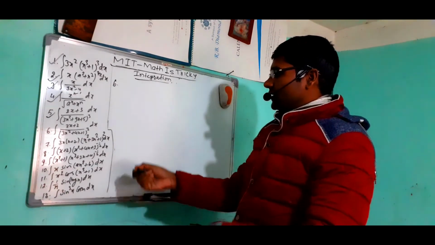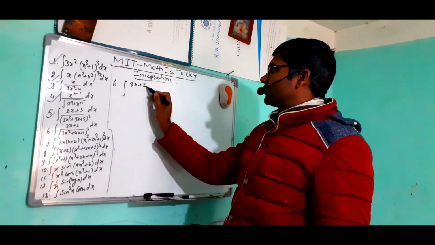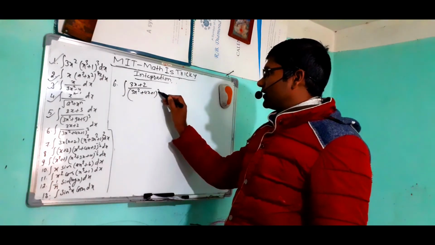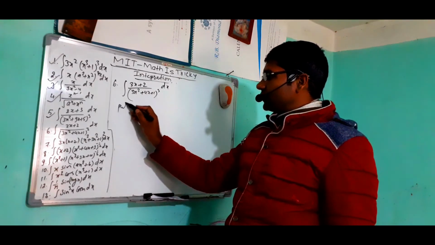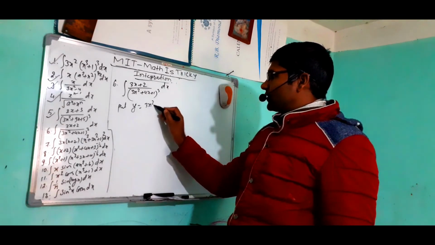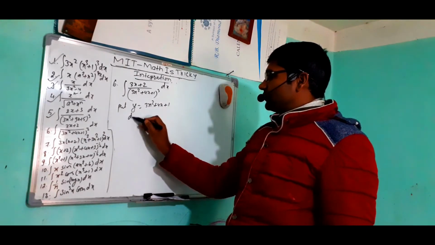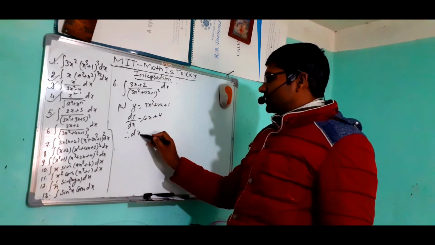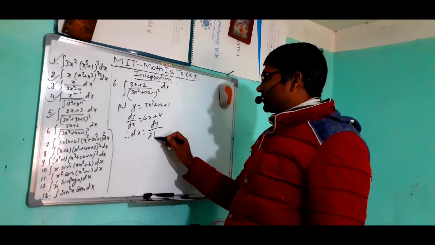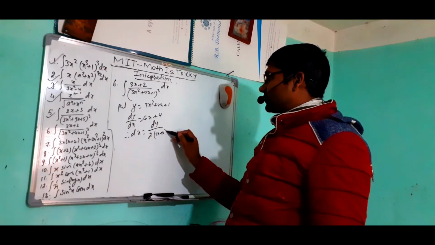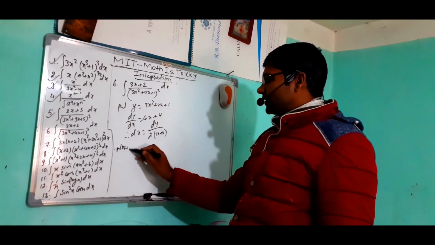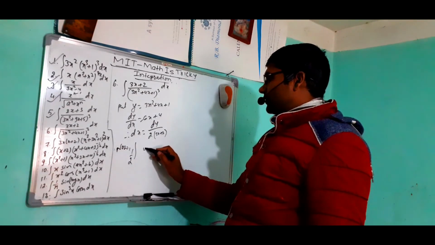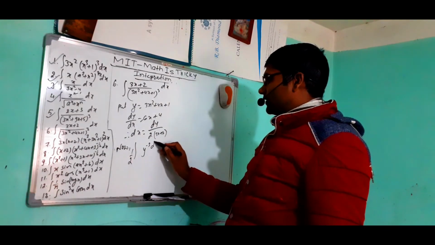Question number 6 here: 3x plus 2 by 3x square plus 4x plus 1, whole power 3, dx. So as before, let's put y equals 3x square plus 4x plus 1, then find dy by dx. It is going to be 6x plus 4, therefore dx equals how much? Dy by 2 is common, so we will be getting 3x plus 2. Now the question becomes direct, let me write here, 3x plus 2 cancels, 1 by 2, and it will be y to the power, this 3 will go up, so minus 3, and dy.